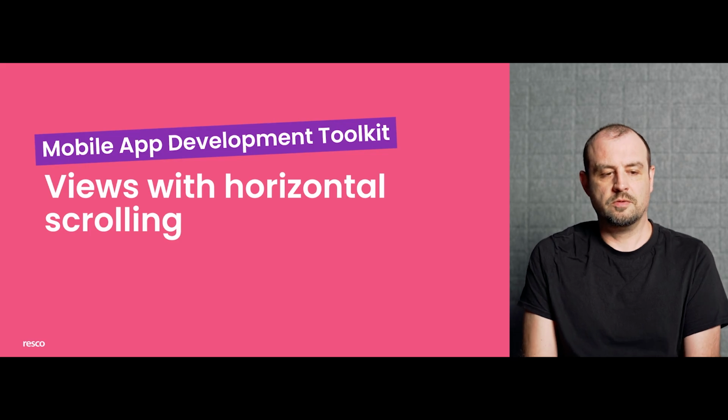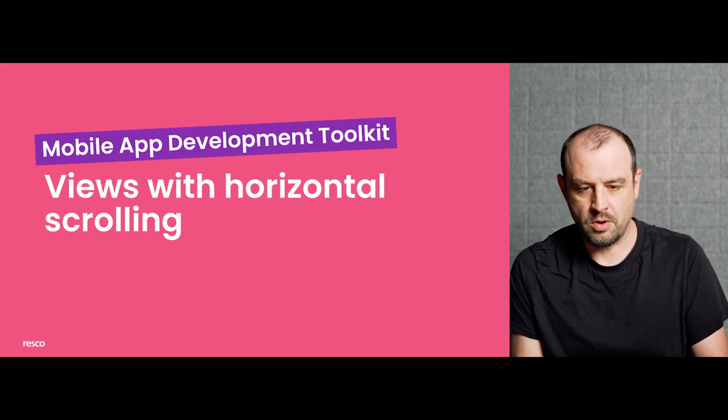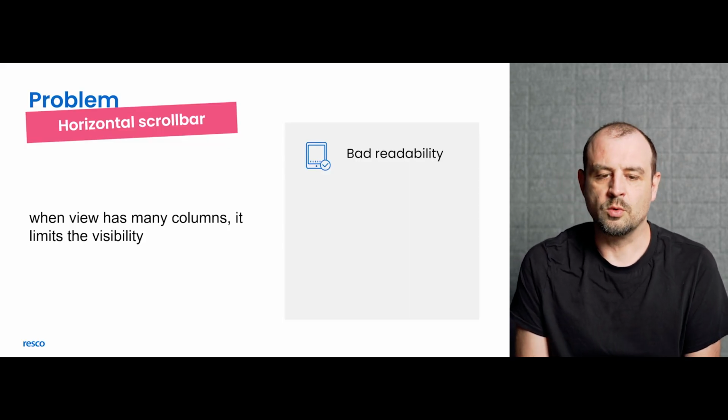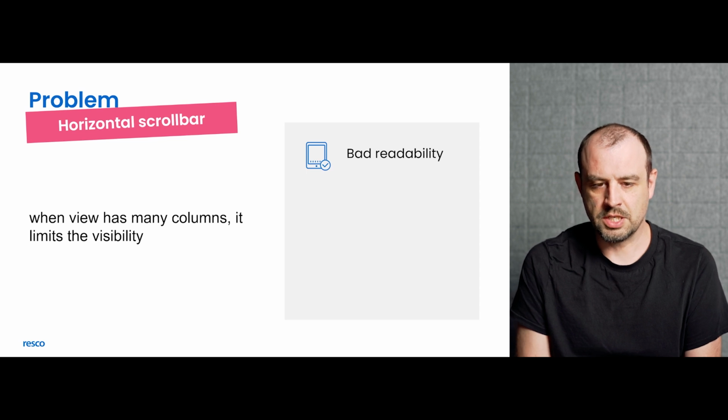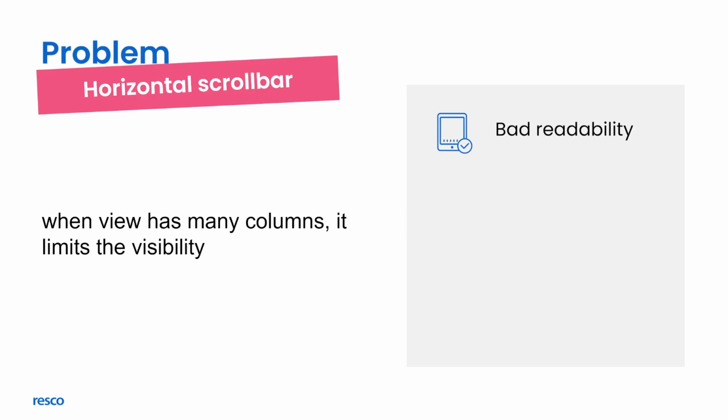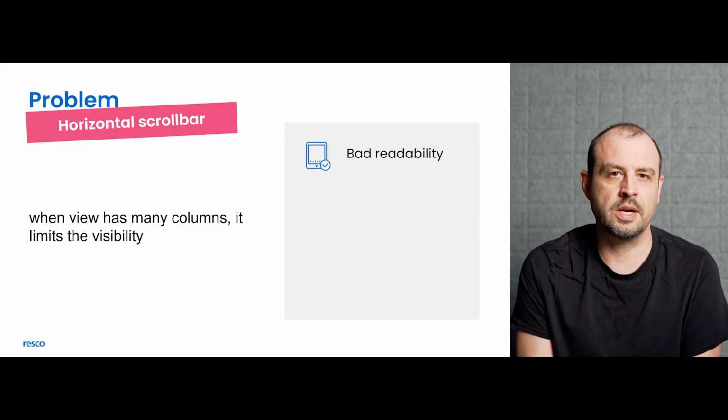Next feature is about the views with horizontal scrolling. So what it is about and why we are investing into this functionality. If you have a project with views with multiple columns, it can happen that they are not displayed all at once or in a correct way, or they are truncated.